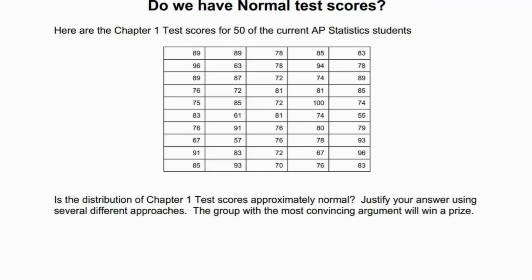How do we figure out if it's approximately normal? Because only if it's approximately normal can we do that normal CDF and all those pieces. If it's not approximately normal, we're kind of dead in the water. We can't do any analysis of it.